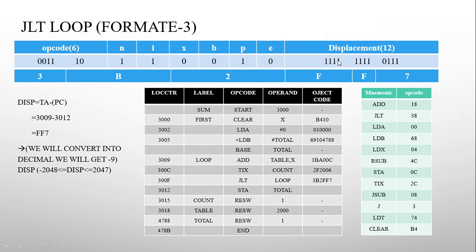For F, we write it in binary as four ones. For the other F, we also have four ones. For 7, we write 0111. Therefore, after grouping the 4 bits together, we get 3B2FF7 as the object code for this JLT LOOP instruction.